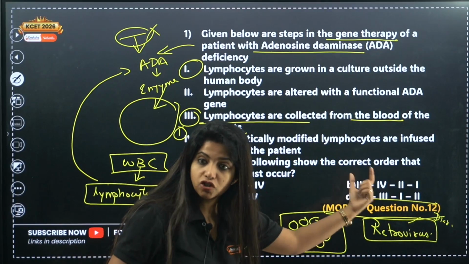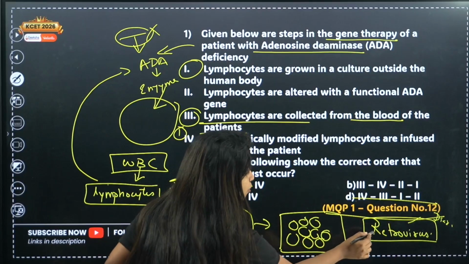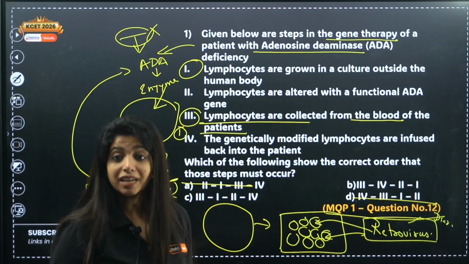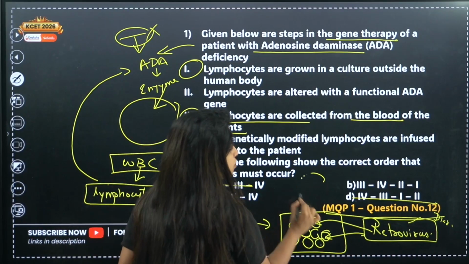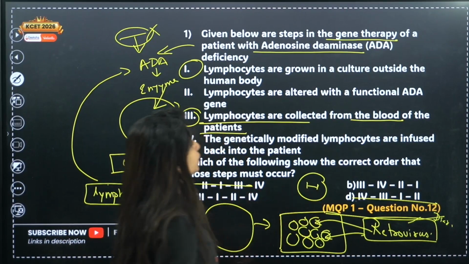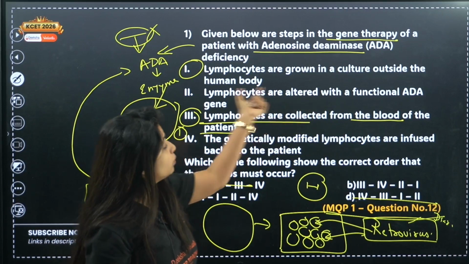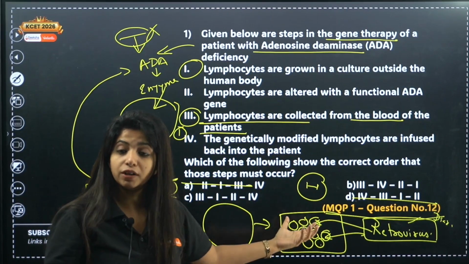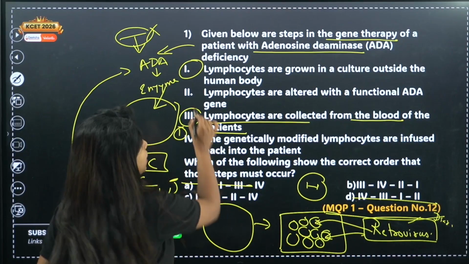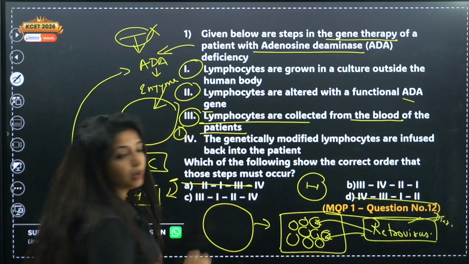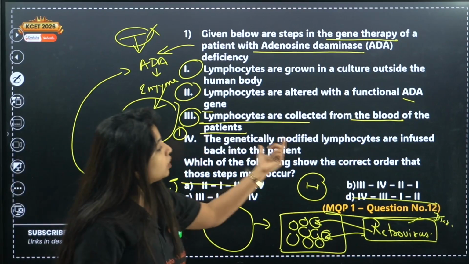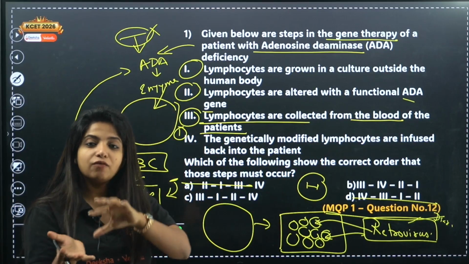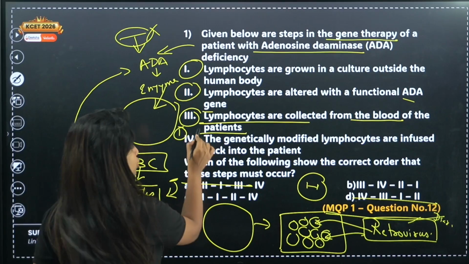Now, we'll put the gene in the retrovirus and the retrovirus will be transferring this gene into what? Our cells. Our lymphocytes. Now, our lymphocytes basically would be having this particular gene. So, lymphocytes are altered with the functional ADA gene. It is altered. And why it is altered? Because we are putting something inside it, right? And what is it? It is the ADA gene that we are putting. Now what? The genetically modified lymphocytes are infused back into the patient. Now, these lymphocytes would be put back into the patient, my dear children.